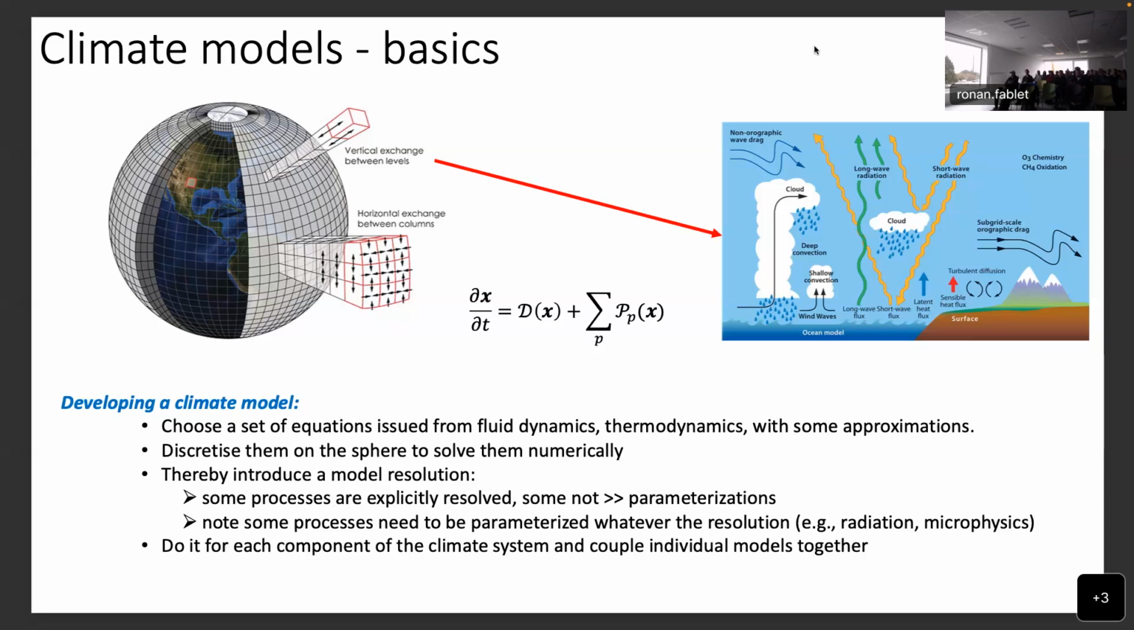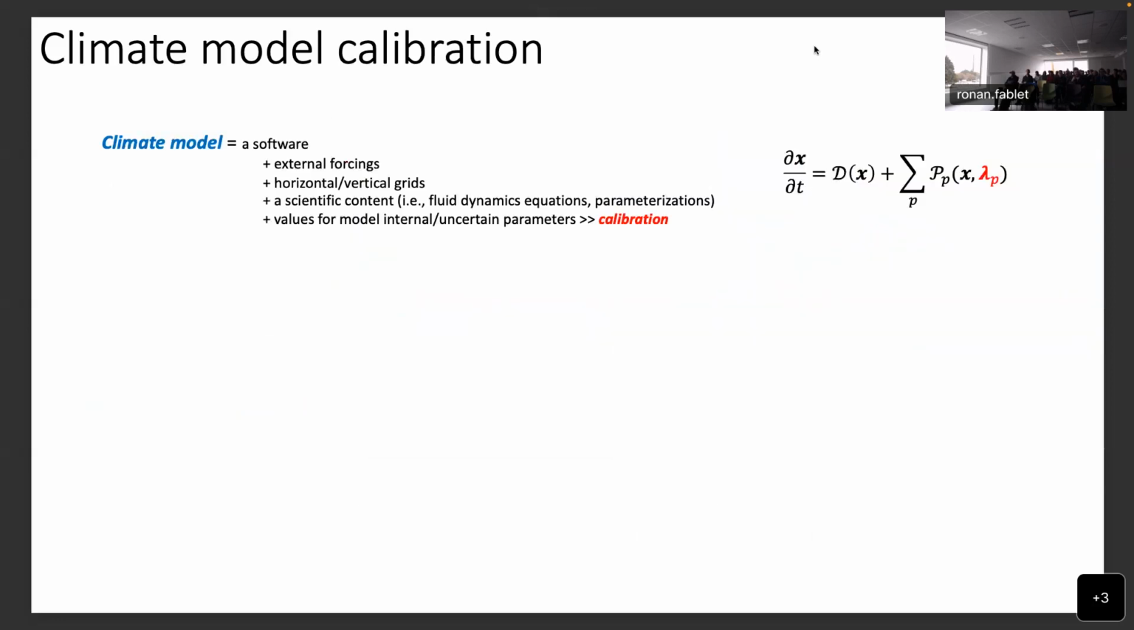In fact, it's not specific to the atmosphere. We have the same kind of issues and the same kind of approach in ocean models, in sea ice models, in land surface models, etc. So we do that for each component of the climate system, and then we have to couple the component models together, with some issues in terms of information exchanges.